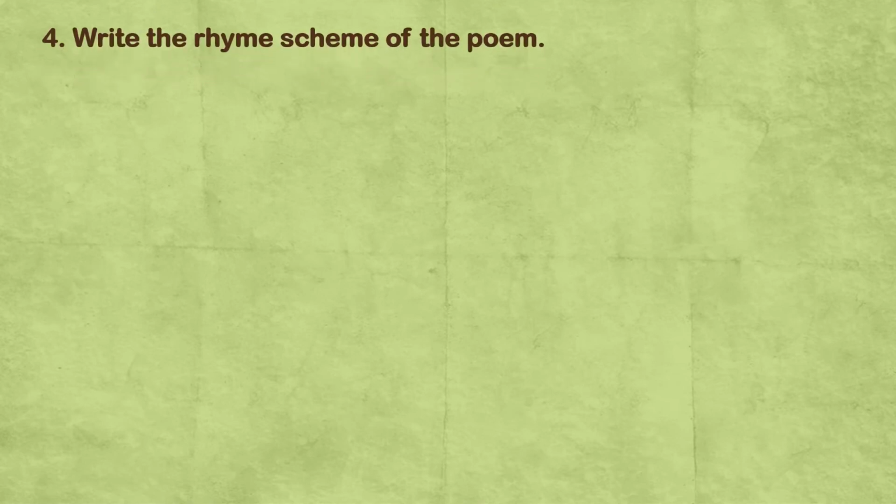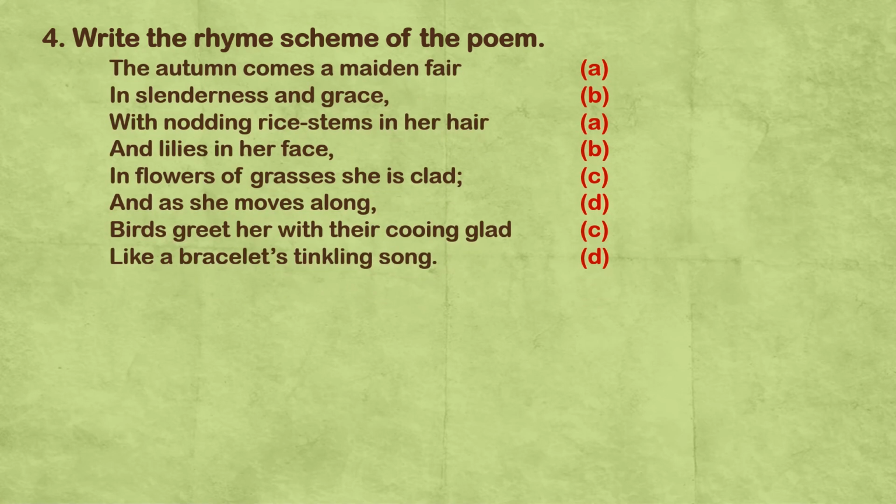The next question, write the rhyme scheme of the poem. Now, I have taken the first stanza, and if you look at the last words in each line: fair, grace, hair, face. So you find that fair and hair rhyme with each other. So I have named it as A and A. Whereas grace and face, they are rhyming words. So they are B and B.